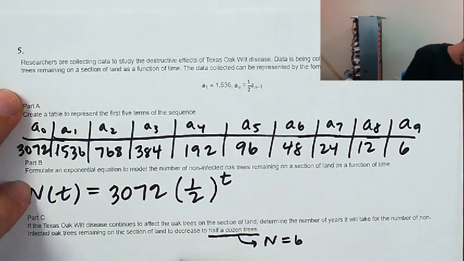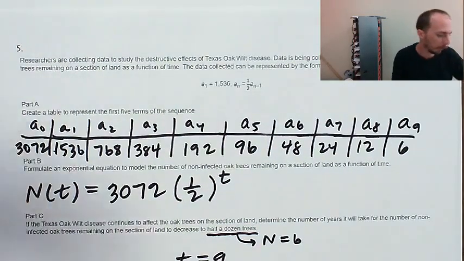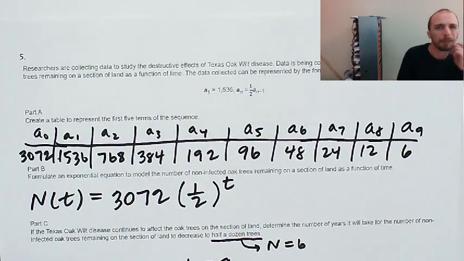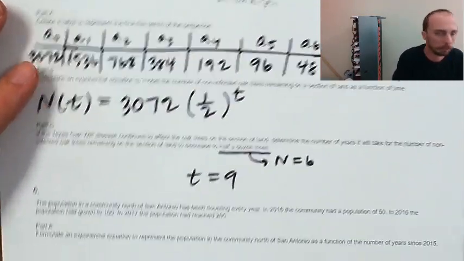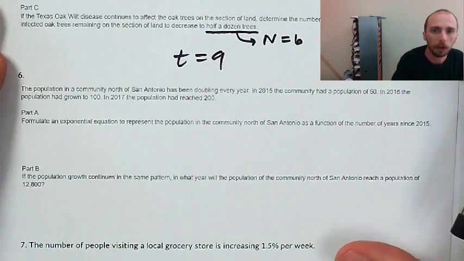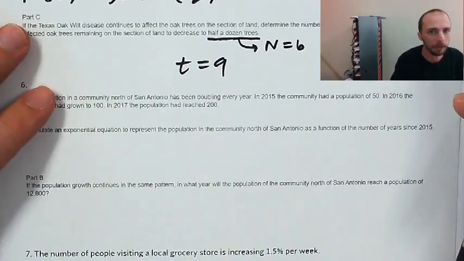So n equals 6, I've got t equals 9, assuming that we started at t equals 0. But actually, the way that this was set up was probably not ideal. I wouldn't be vague on you, especially on, like, say, a unit test.